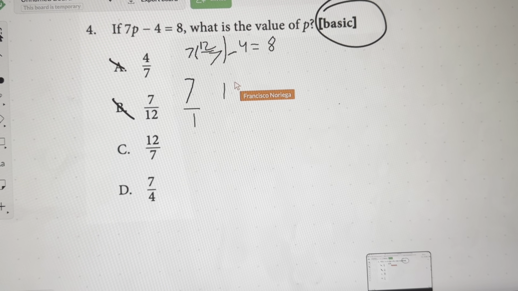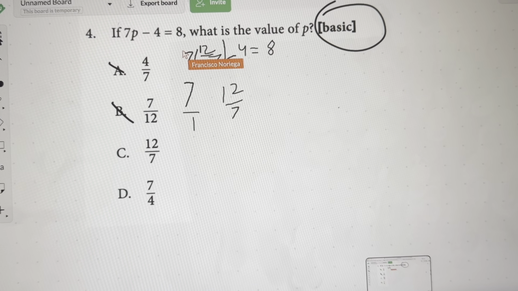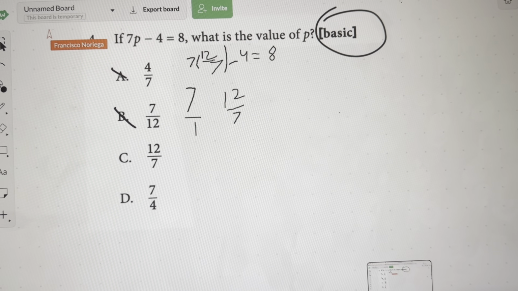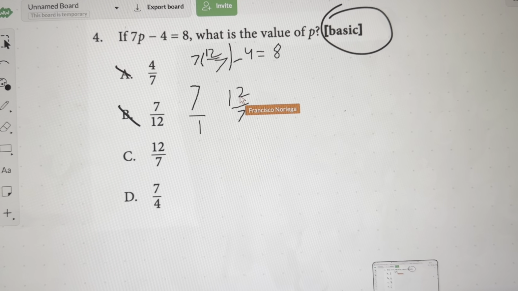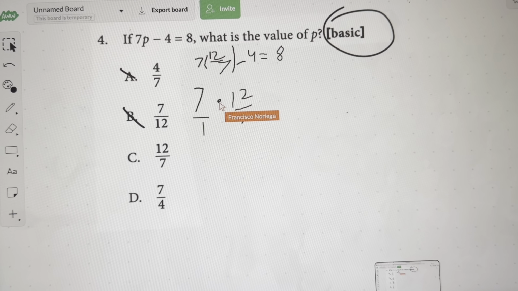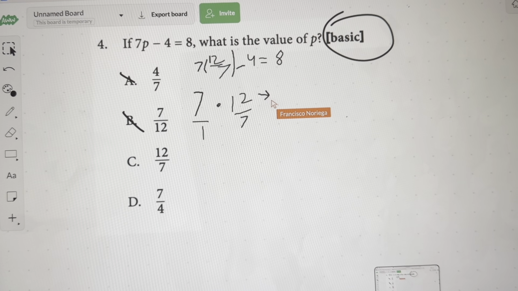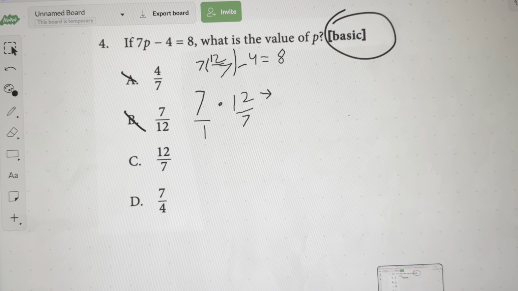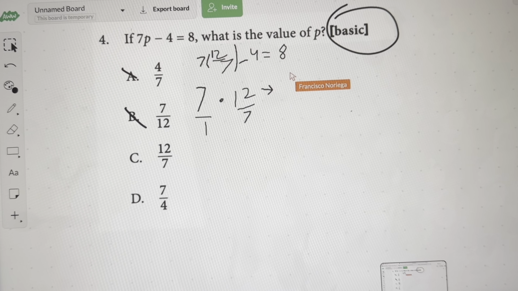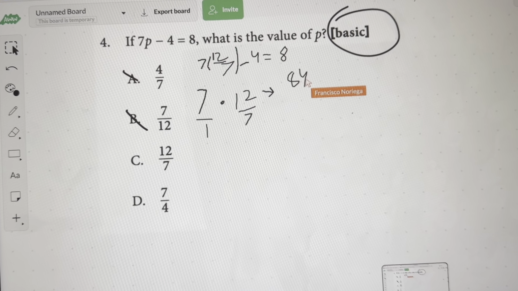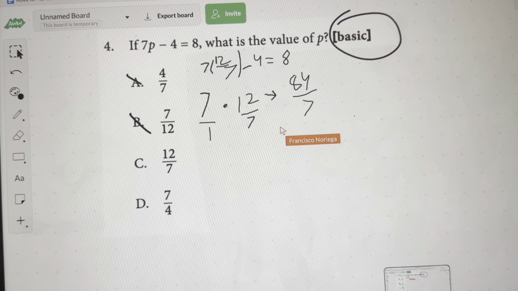I love that you wrote it with that 7 there. Okay, with 12 in fractional form, 7 times 12 is 84. You can use your calculator. So which one was 84? 84. Something else you could do is realize, oh, okay, I've got a 7 in the numerator and a 7 in the denominator.